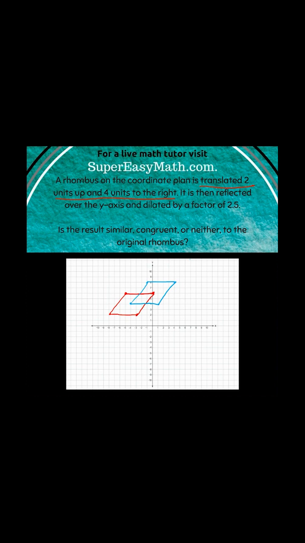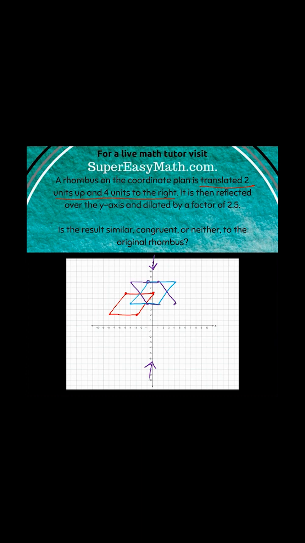Next, our directions say that the rhombus is then reflected over the y-axis and dilated by a scale factor of 2.5. Well, reflecting over the y-axis means considering this line and flipping it. So this point is 1 space to the left of the line. So now make it 1 space to the right. This line is 4 to the right, and now we can make it 4 to the left. So it would be here, and I can connect that.